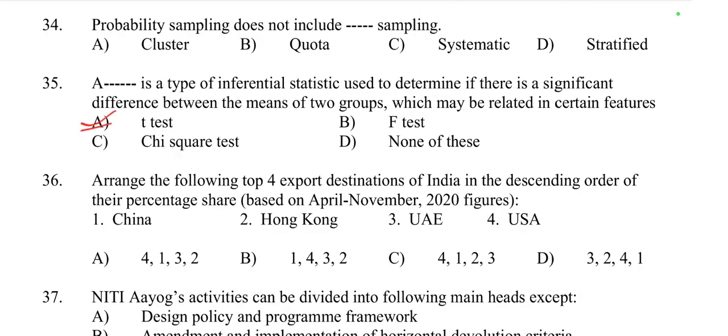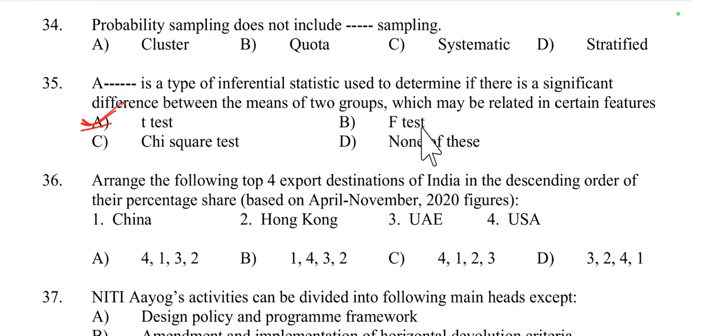It is called a t-test because a t-test is a type of inferential statistic used to determine if there is a significant difference between the means of two groups which may be related in certain features, like paired samples or independent groups. It is commonly used in hypothesis testing to compare the means of two groups to assess if they are statistically different from each other. So here t-test is right.